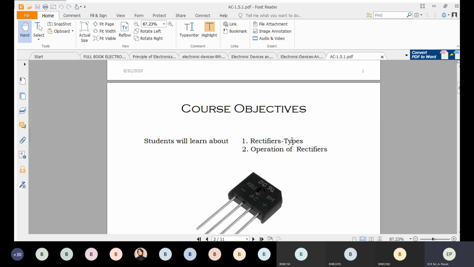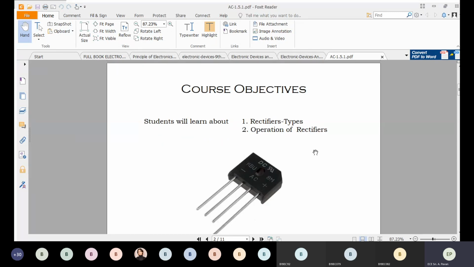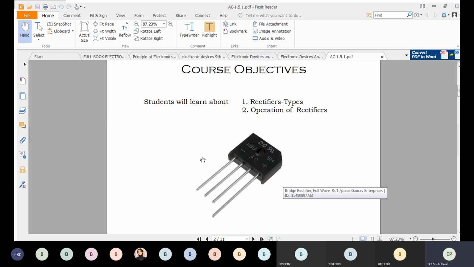Meanwhile, let me start unit 2. Unit 2 is all about rectifiers. In today's class, we're going to see what is meant by a rectifier and how the rectifier output will be evaluated. This is the rectifier IC. There are two inputs and two outputs: the input is AC, the output is DC. We will see now how this rectifier will work.